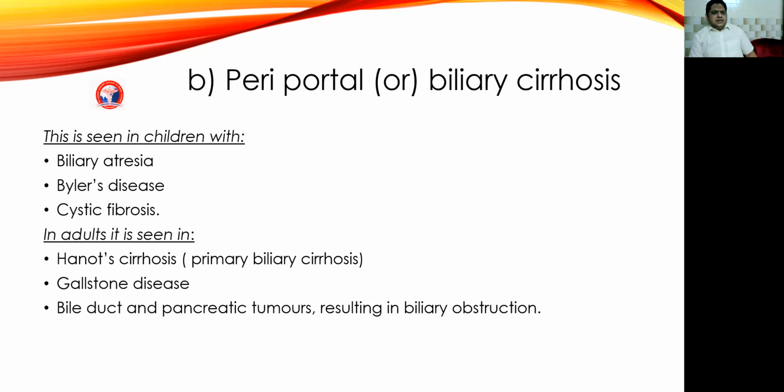This can be seen in children with biliary atresia, Byler's disease, and cystic fibrosis. In adults, it is seen in primary biliary cirrhosis, gallstone disease, and bile duct and pancreatic tumors resulting in biliary obstruction, that is periportal or biliary cirrhosis. This is type B.